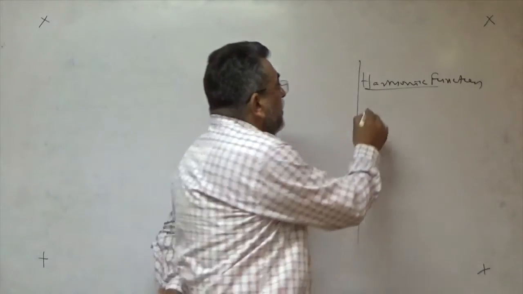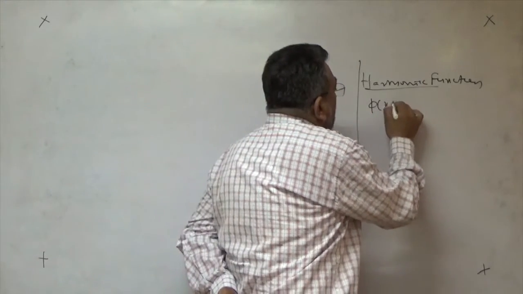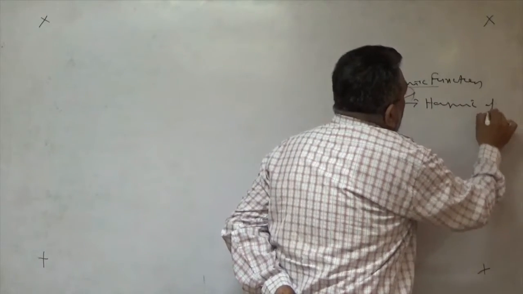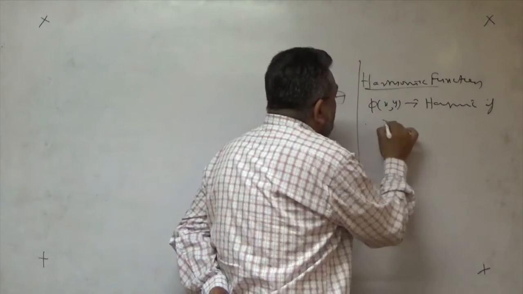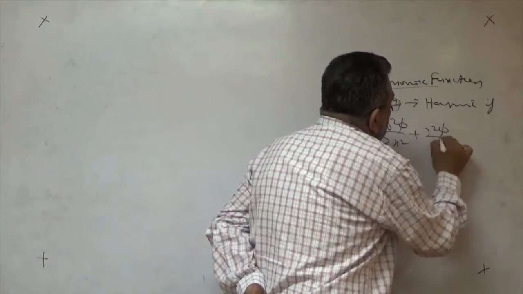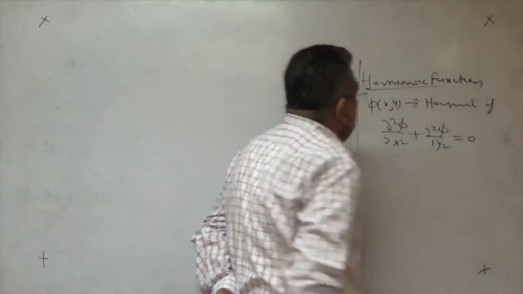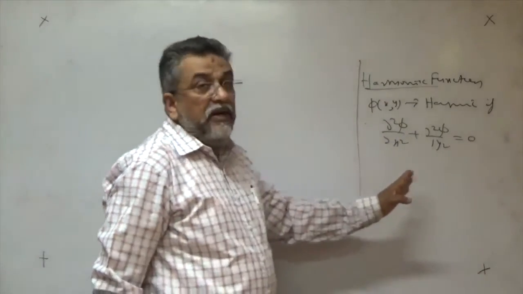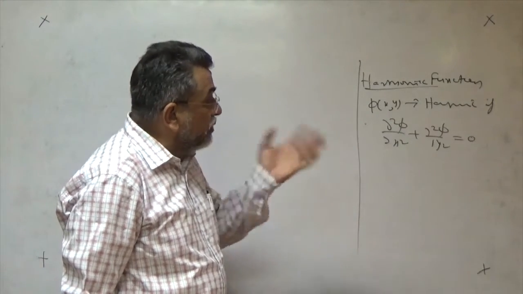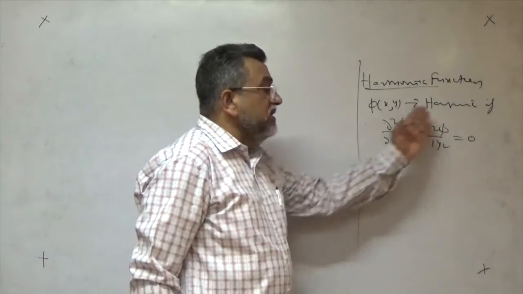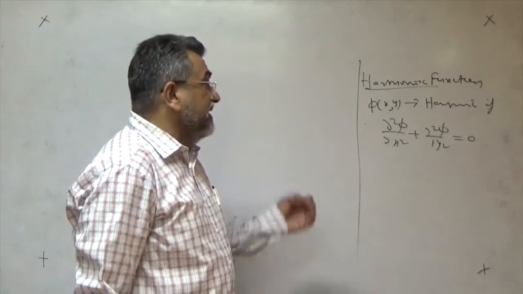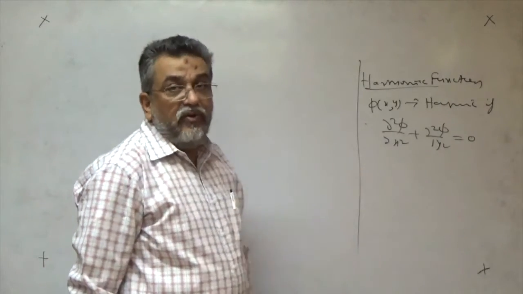So I told you, if we have a function of two variables, then it is harmonic if it satisfies this second order partial differential equation, meaning del square phi by del x square plus del square phi by del y square equal to 0. Then we say that phi is a harmonic function. As you know, and I told you, this is the Laplace equation. This is a second order partial differential equation. If phi satisfies this, then it is a harmonic function.